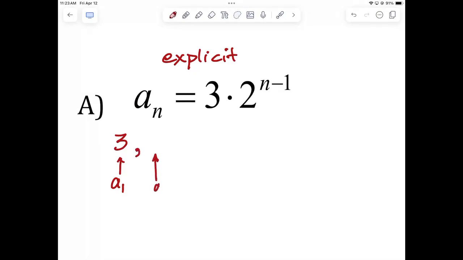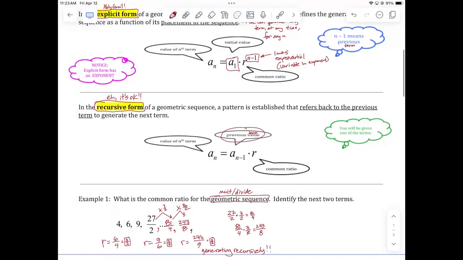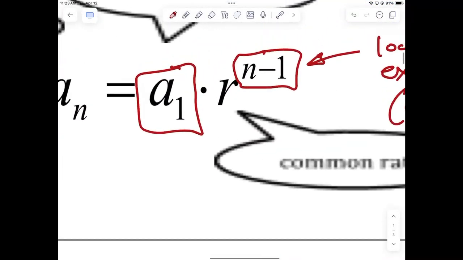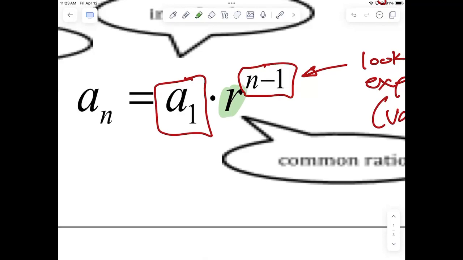Here's a sub 2. Plug in a 2. You get 2 minus 1 is 1. 2 to the first is 2. 2 times 3 is 6. Do you already know what we're doing to get from one to the other? Remember in the explicit formula up here, your common ratio is r, right there.